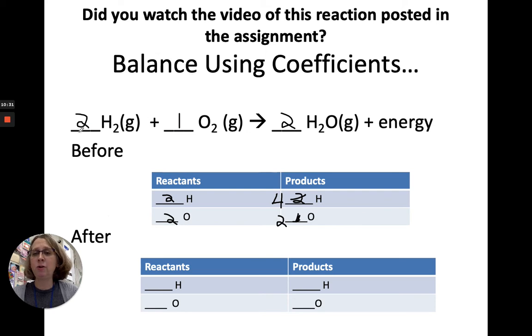And let's just double check ourselves. That gives us 4 hydrogen, 4 hydrogen on this side, and 4 hydrogen on this side. And let's see, 2 oxygen on the reactants, and 2 times 1 is 2, so we got it balanced.